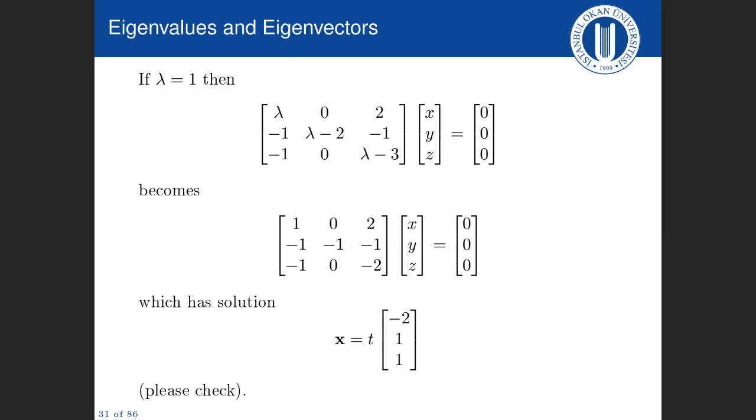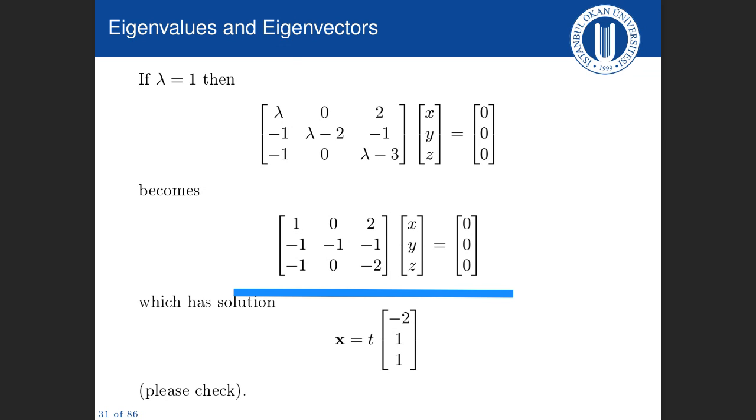And then we need to do the same calculation for lambda equal to 1. If we put lambda equal to 1 in, then the linear system that we need to solve is [1, 0, 2; -1, -1, -1; -1, 0, -2] times [x, y, z] equals [0, 0, 0]. And I will leave that for you to check.